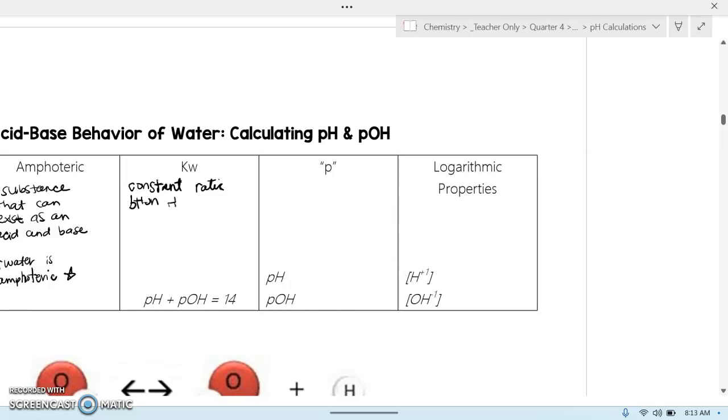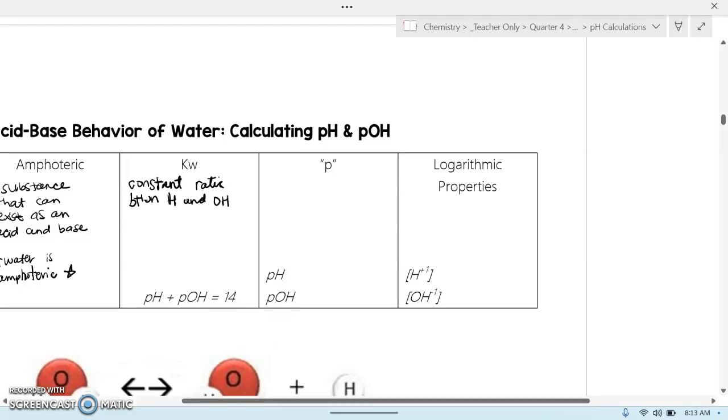Between H and OH. And for water, when we hit kind of an equilibrium point, or it kind of stops changing between the two, that equilibrium constant, or the relationship between hydroxide and hydrogen, their amounts, if you were to multiply them together, you would get this number.